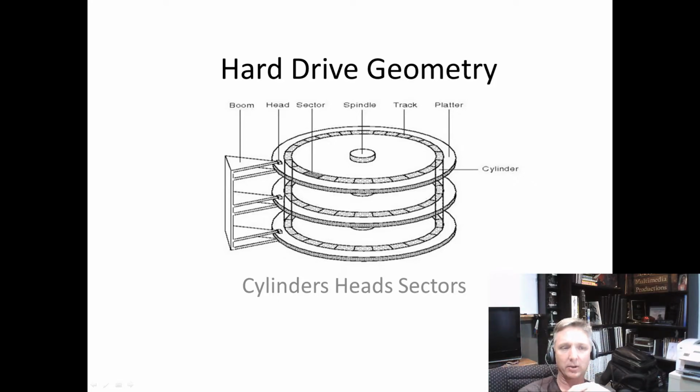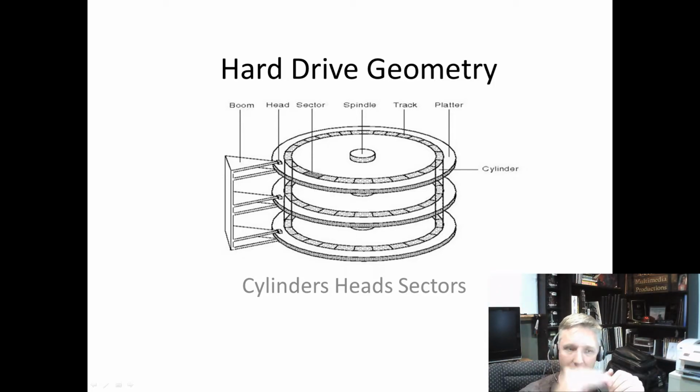So that's why they call the top side of the platter the first head, head 1, and the bottom side of the platter head 2. If you look at this diagram up here, you can see that there are, in this picture, 3 tracks just kind of randomly picked out of the middle of the platter, and they all line up on top of each other, corresponding tracks, both top and bottom.